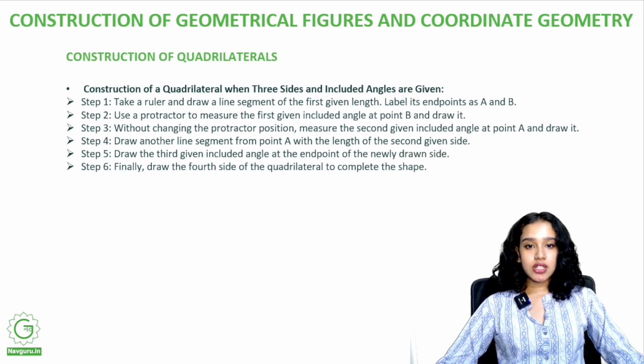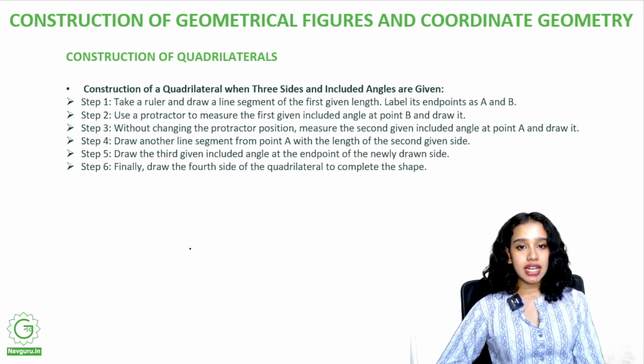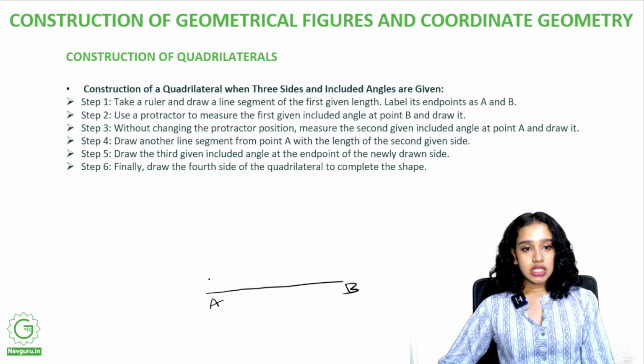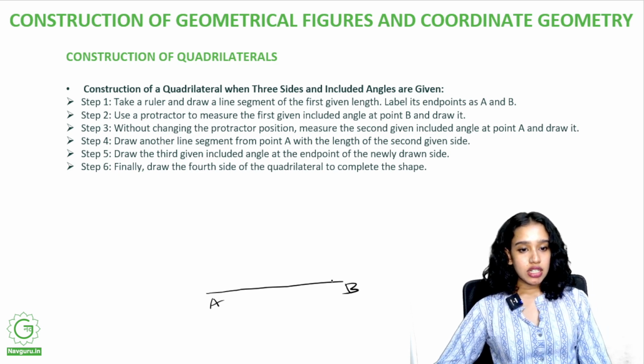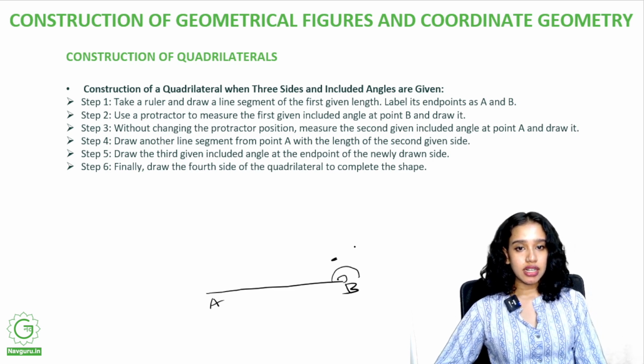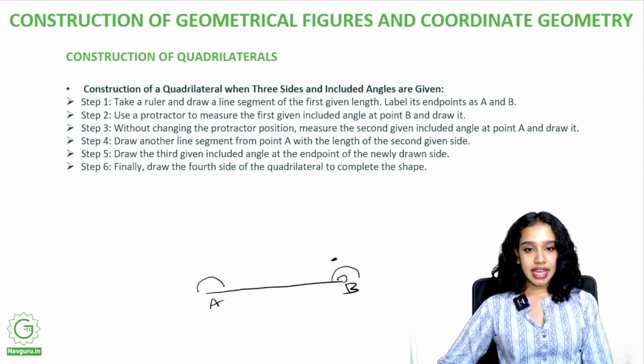Now, construction of a quadrilateral when three sides and the included angle are given. First, what do we have? We have one angle and three sides. First, we'll draw the baseline segment, which is AB. Let's see the included angle at B. We'll put the protractor here and mark an angle. Then, how many sides are given? Three sides are given. Now, we'll put it at A.